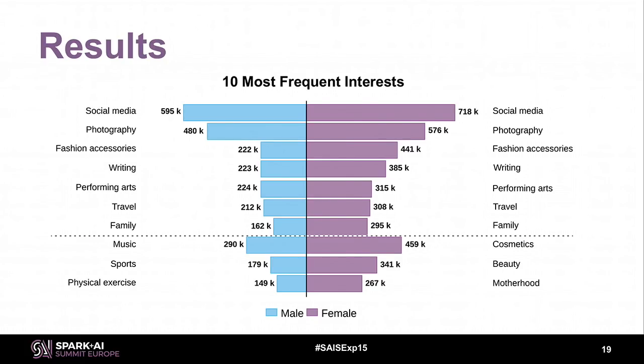Here you can see the 10 most frequently detected interests in our database. It's top 10 for male and top 10 for female, but 7 of them are common for both genders, and only 3 are where they differ. It's music, sports, and physical exercise for male, and cosmetics, beauty, and motherhood for female. This is just the top 10. We are able to detect over 300 different interests.